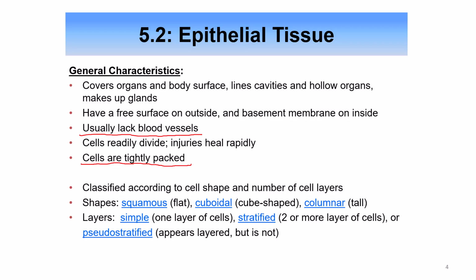Here, these epithelial tissues, the cells have different shapes. If they're flat shaped, it's called squamous. Cuboidal would be the cube shaped, and columnar are the long, tall cells. And also the tissues can be simple, meaning one layer, or stratified, two or more layers. Pseudostratified means that it appears like it's many layers, but it's not.